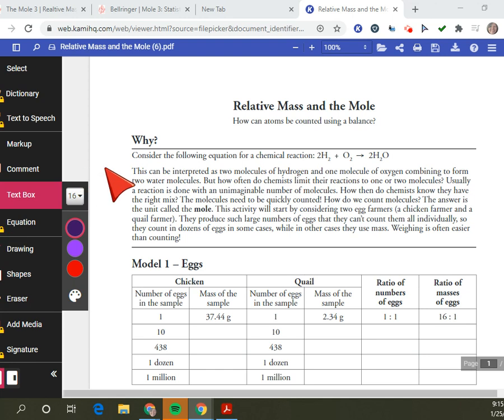Right, so let's just go through this relative mass and the mole worksheet. How can atoms be counted? Why do we look at these? Hopefully this analogy helps you to take in the concept of the mole. Go ahead and take a second and just read the paragraph that's in front of you.